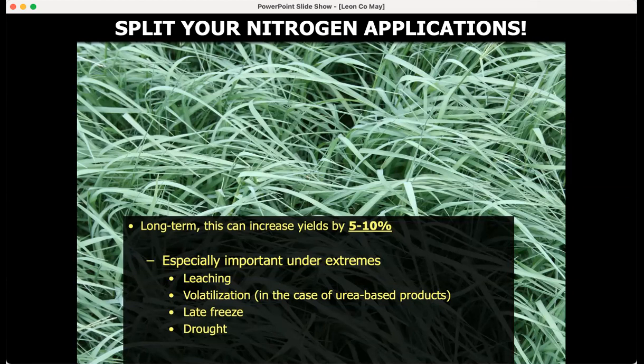So nitrogen is a very mobile nutrient. It can escape into our atmosphere as a gas, volatilize. And that is what volatilization means. It escapes into the atmosphere as gas.